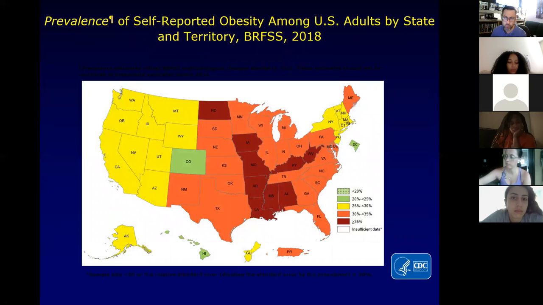Okay. So here are the same data, and these are from 2 or 3 years ago now, from 2018. But it's the prevalence of self-reported obesity. So this is the prevalence, the number of people that have a BMI of 30 or greater, and it's broken down by state. Okay. So the dark red states are over 35%. The orangey mango color is 30 to 35. Green is the lowest. Yellow is going to be the next.